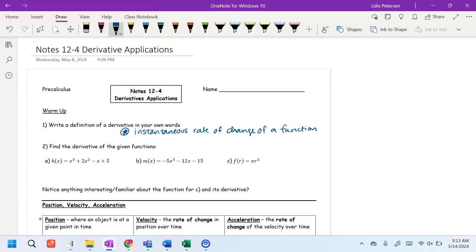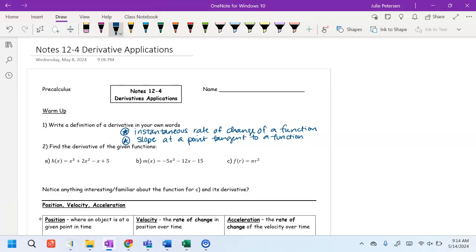But in nonlinear functions, the rate of change changes depending on what x value you're looking at. Another way you can think about it is the slope at a point tangent to the function, meaning it just touches at one point. They're really saying the same thing, but that's the idea. We're thinking about the rate of change at a particular point on a nonlinear function.